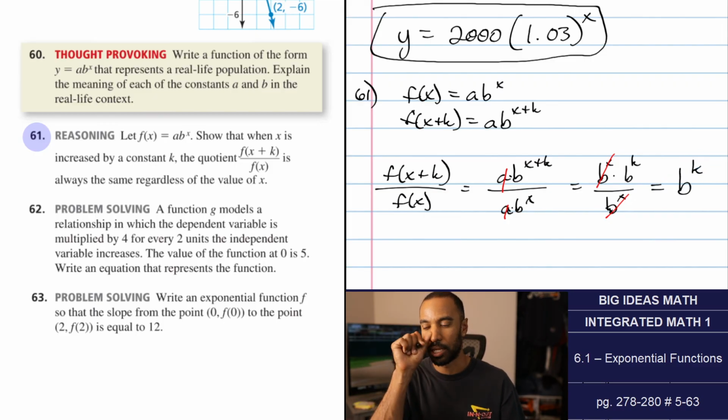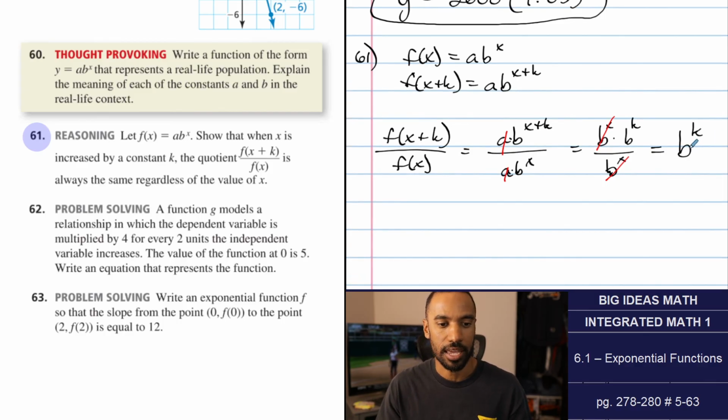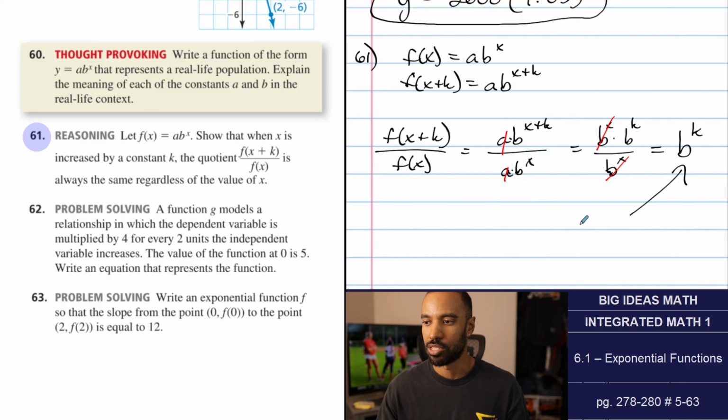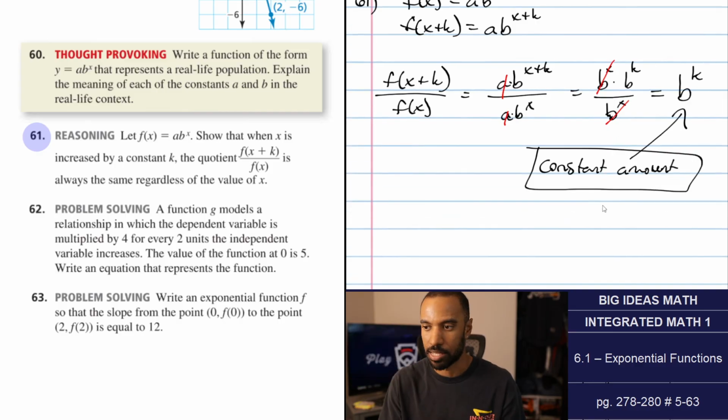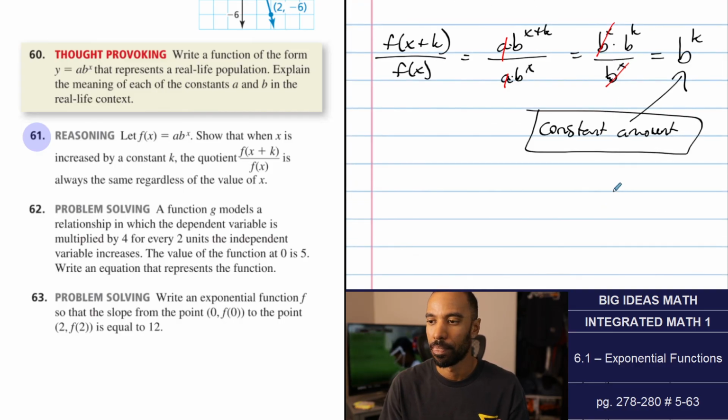B is a constant. K is a constant, like those are actual numbers. So they're saying it's always the same regardless of the value of x. This is a constant amount here. So when you do that, it's always the same b to the k amount regardless of what you do. Okay, that's how I'm going to go about talking about that.